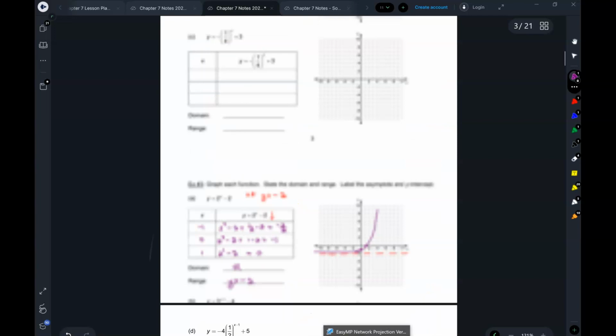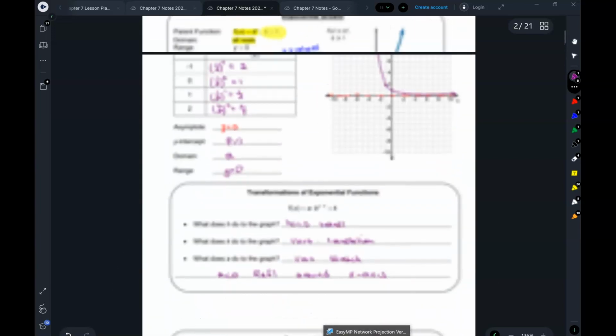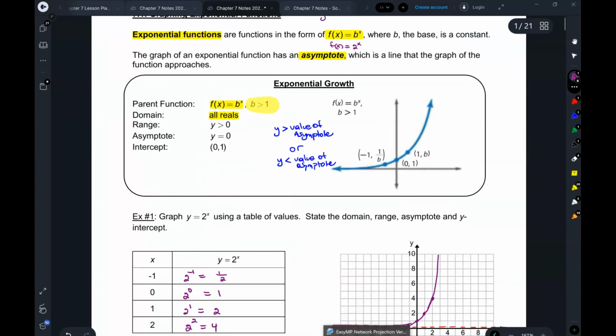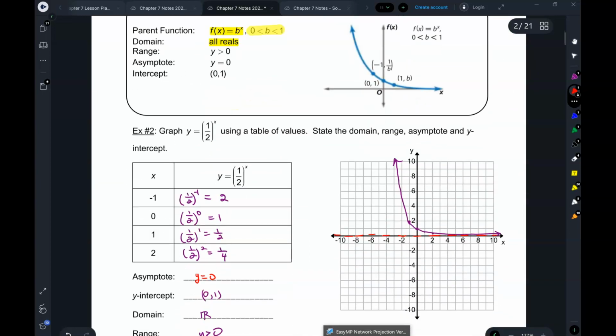Let's take a look at our graphs for exponential growth and decay. So this is exponential growth, okay? As x approaches positive infinity, the graph moves away from the x-axis. This is important. Take a look. We're not done yet. Write this down.